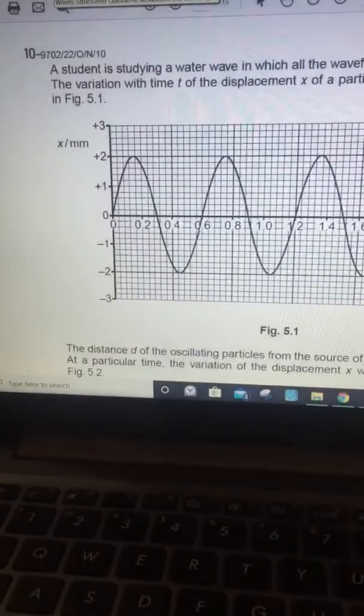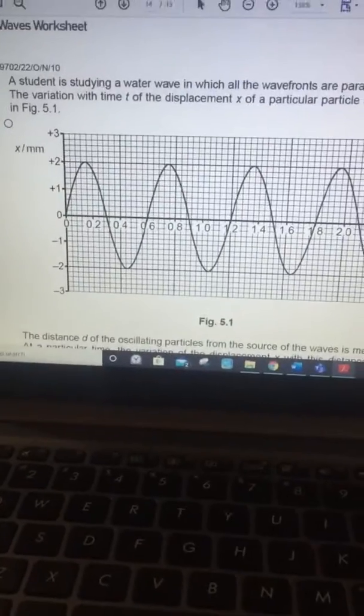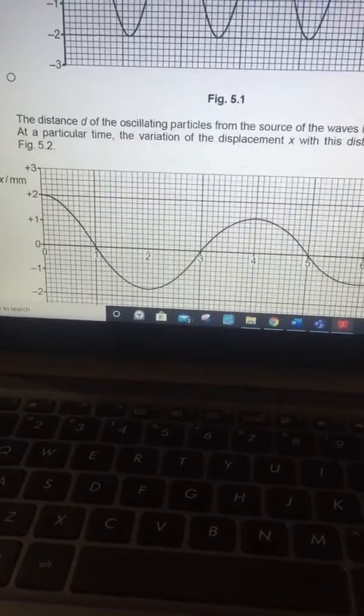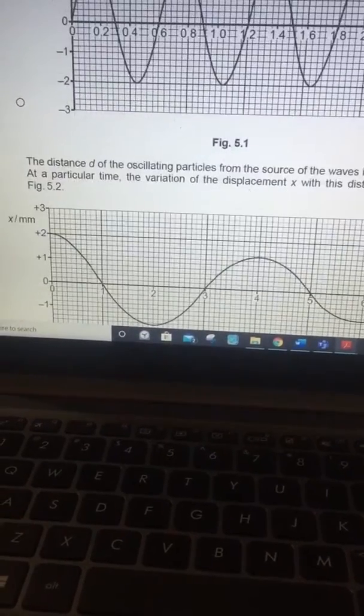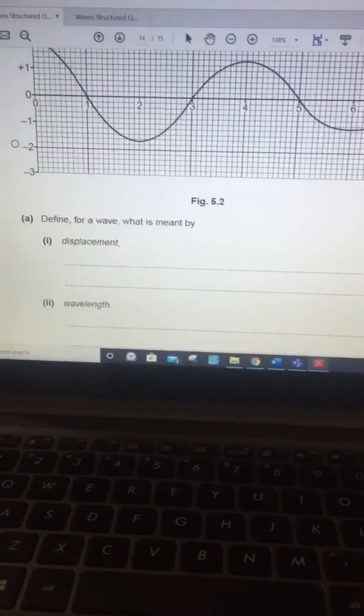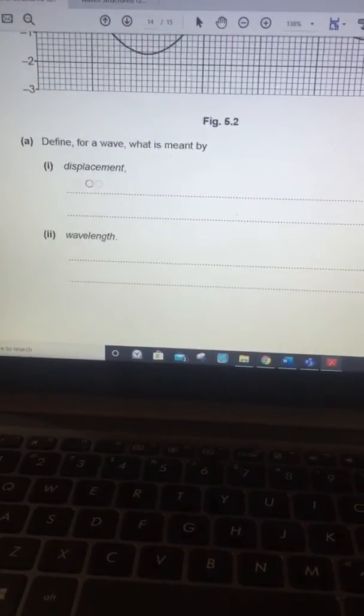So we're trying to do the 10th structure from the waves worksheet. If you haven't read the question, please go and read. Define for a wave what is meant by displacement. We have already addressed these kinds of definitions in the earlier questions.